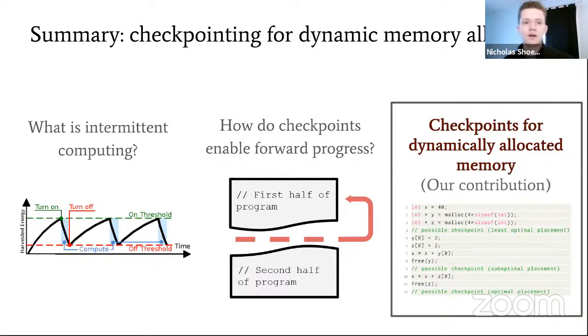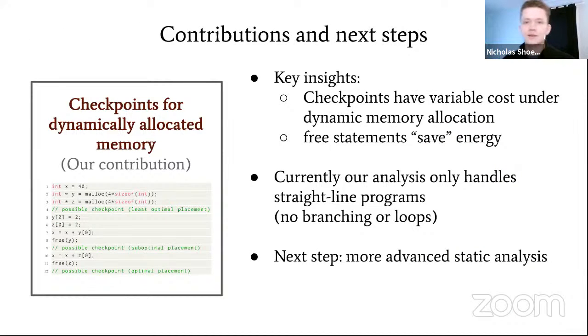To sum up the talk, I discussed what intermittent computing is in more detail, and then the state-of-the-art solution to this non-termination problem we talked about in the beginning, which are checkpoints and how they enable forward progress. And then I talked about our contribution, which is adding support for dynamic memory allocation to checkpointing systems on intermittent computing devices. At this point, I'd like to thank everyone for listening to my talk, and then I'd be happy to answer any questions.